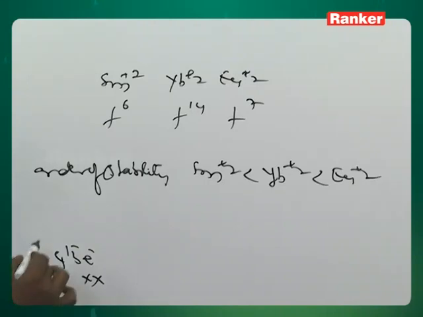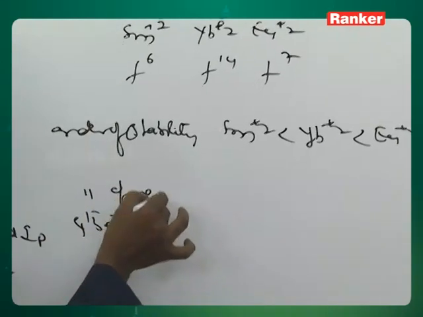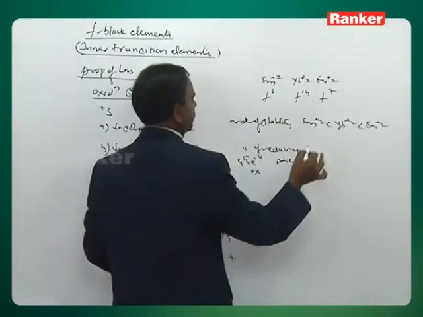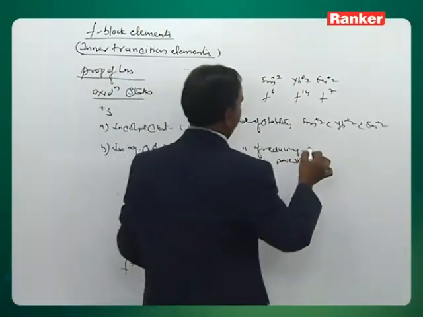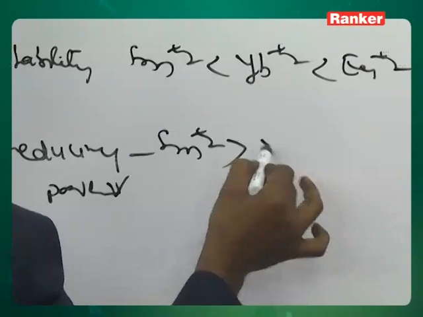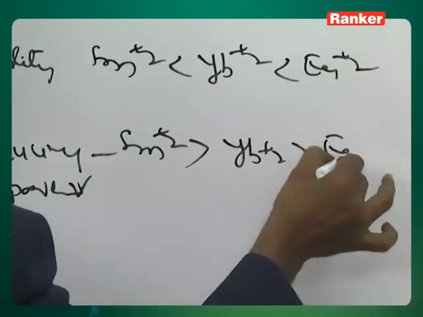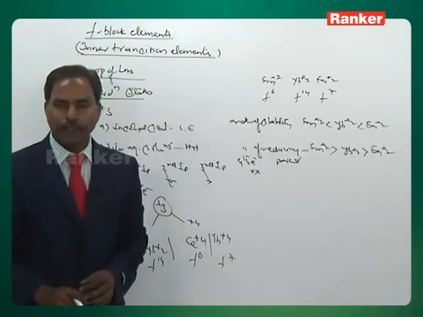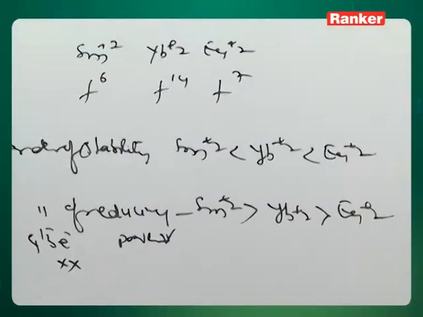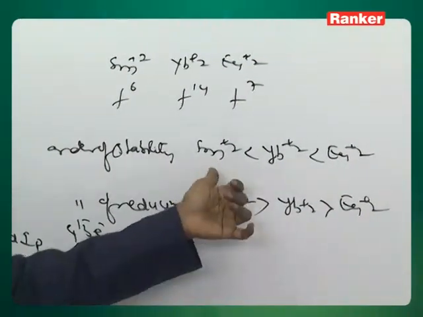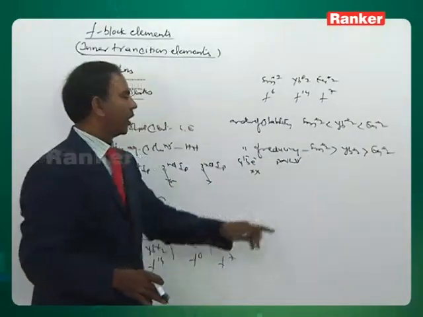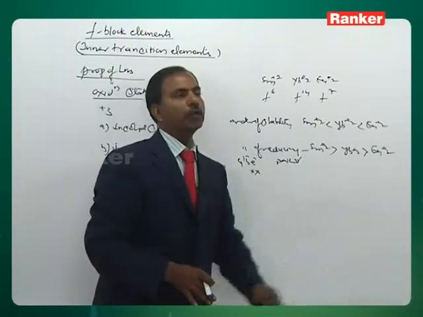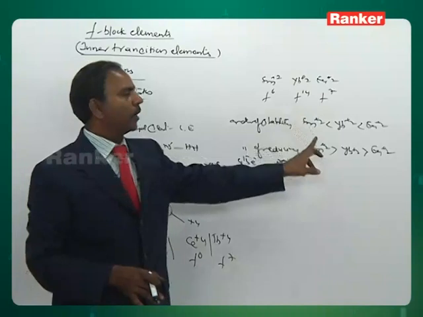Next, the order of reducing power of these. Samarium +2 is the strongest reducing agent, then ytterbium +2, then europium +2. How can you say this order? Whichever ion is least stable will be the strong reducing agent. Samarium +2 is less stable than ytterbium +2, and ytterbium +2 is less stable than europium +2. Therefore, samarium is a stronger reducing agent than ytterbium, which is stronger than europium. This is the order of stability and the order of reducing power.